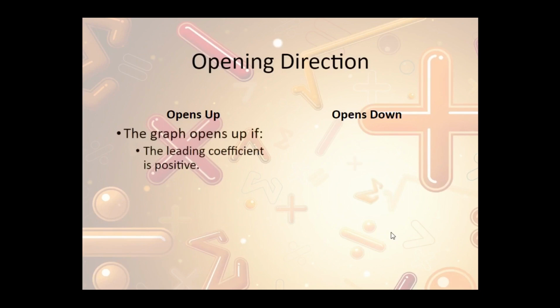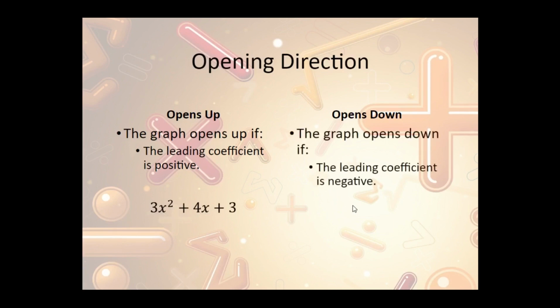Now, the graph opens up if the lead coefficient, so the number in front of the x squared term, is positive. So as long as the number in front of the x squared term is positive, it opens up. For instance, 3x squared minus 4x plus 3. The 3 is positive, opens up. Now, it's going to open down if the lead coefficient is negative. For instance, negative 3x squared plus 4x plus 3. So it doesn't matter that all these terms are positive. If this term here is negative, the entire thing is going to flip and open down.